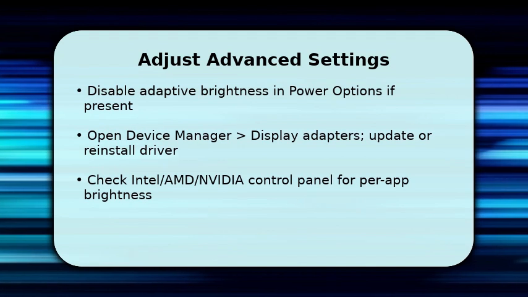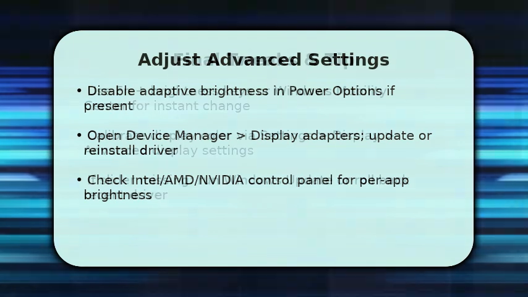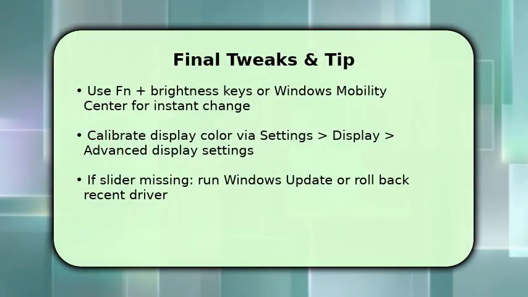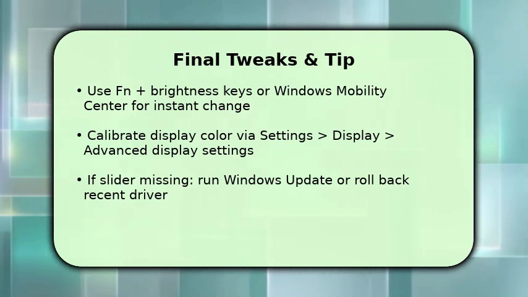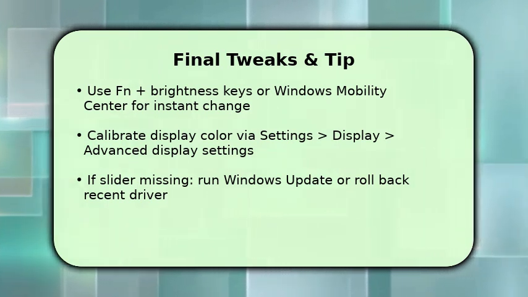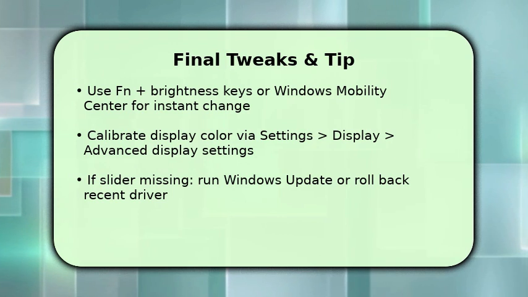Finish by using hardware keys, FN plus brightness icons, or open Windows Mobility Center for quick changes. These override some software profiles immediately. If color looks off after lowering brightness, use Calibrate Display Color in Advanced Display Settings to maintain contrast.